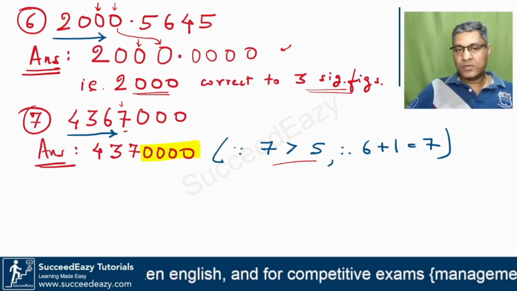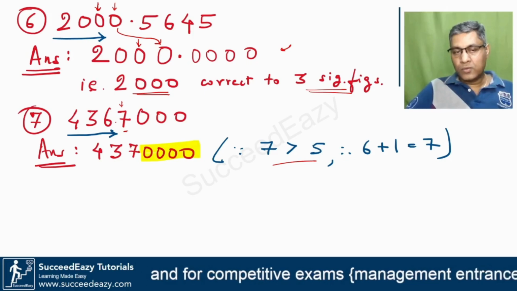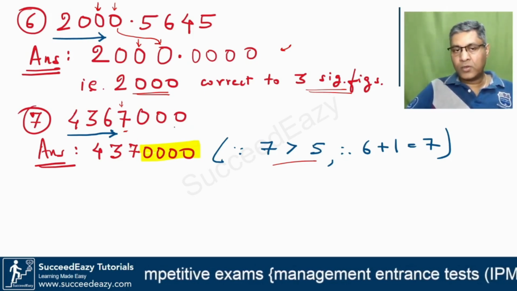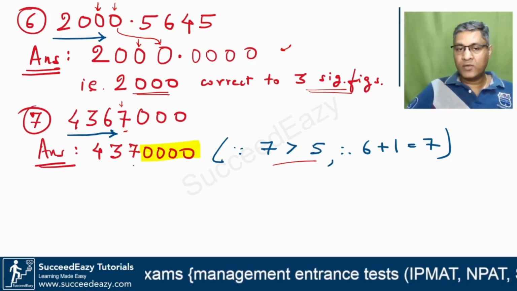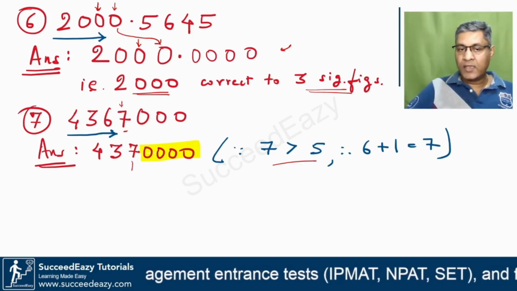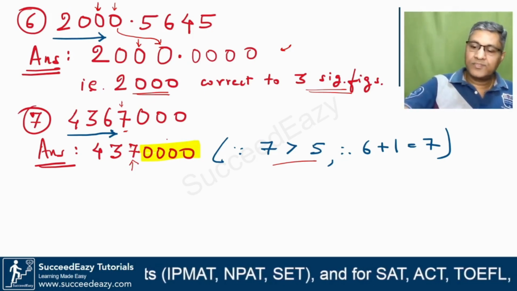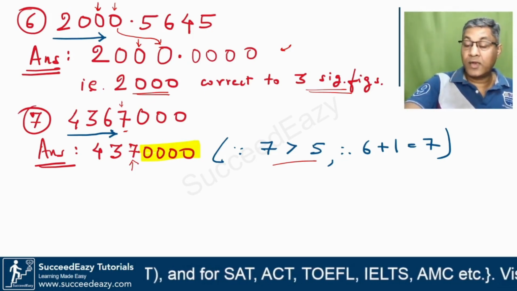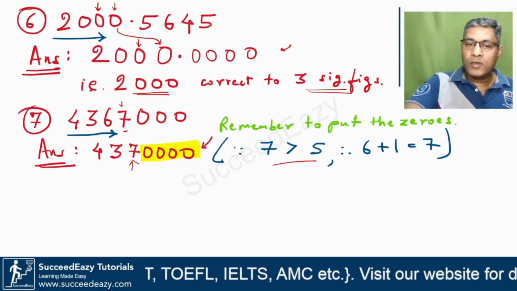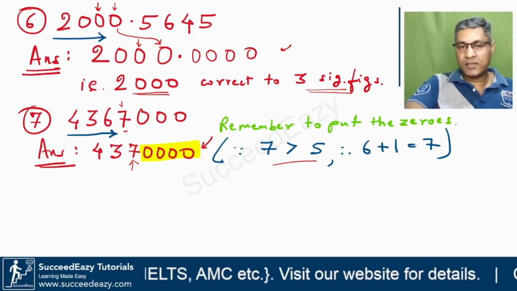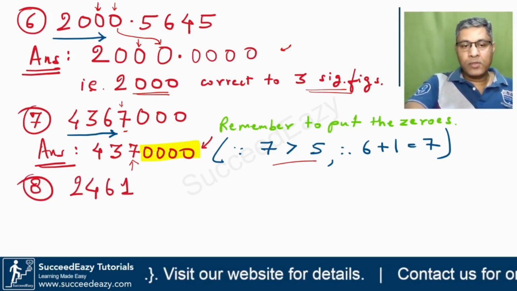Okay, so see, this is the trick. You do the rounding and then you put other numbers so that you don't change the value. It's just that you have done the rounding at the third significant digit. That's it. The value does not change drastically. It's just rounding. So remember to put the zeros. That's important. Okay, let's do one more example.